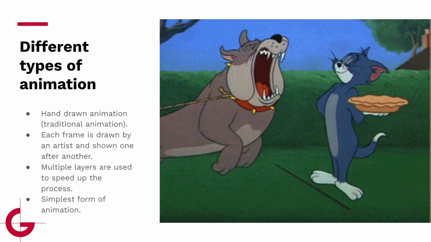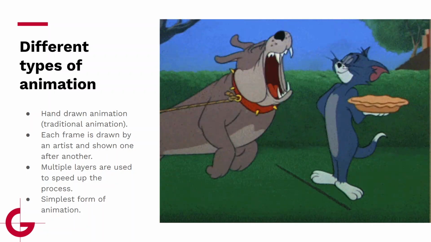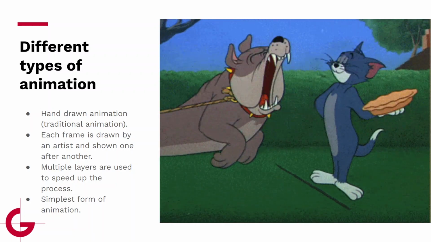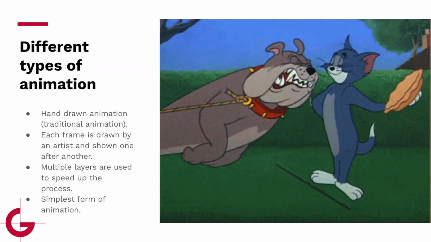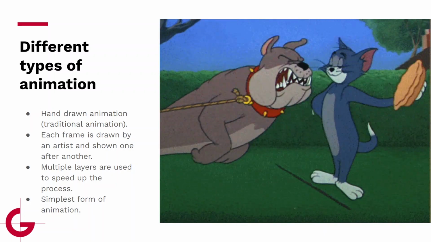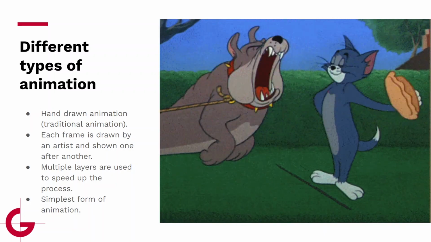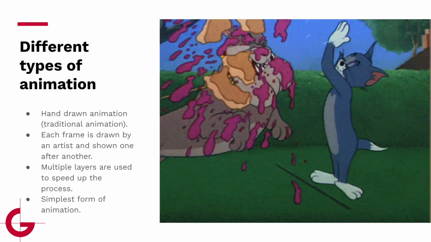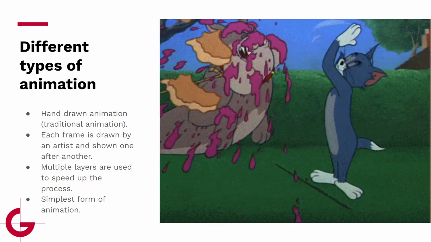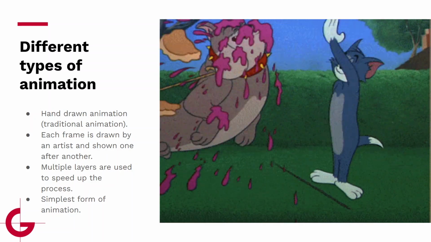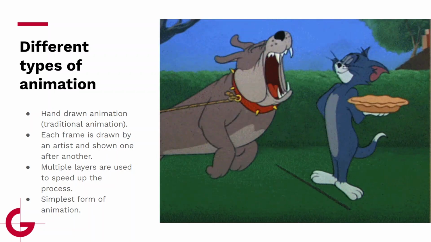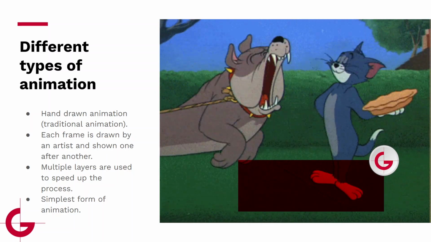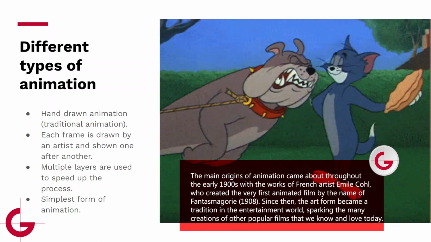So let's talk about some different types of animation. The first one I'm showing you here is hand-drawn animation, or traditional animation. This was how animation was made back in the days, like in the 40s to 60s, when some classic Disney movies were made using hand-drawn animation, which is a lot of work because each individual frame has to be drawn by an artist, and then you play these frames one after another.